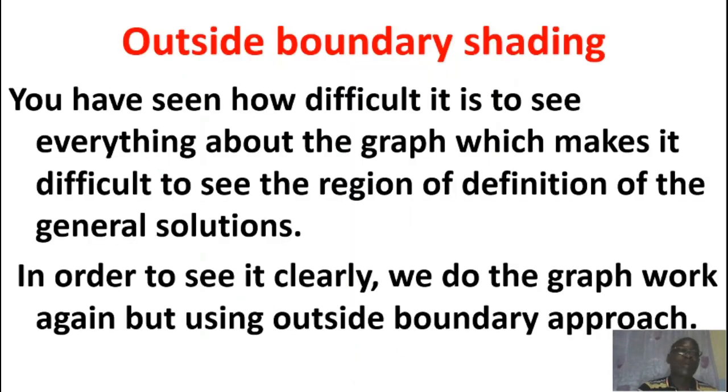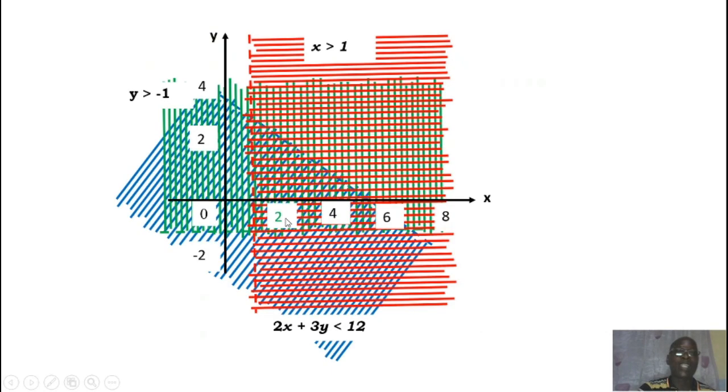We say outside boundary shading. You have seen how difficult it is to see everything about the graph, which makes it difficult to see the region of definition of the general solution. It requires a little stress of the eyes in order to see the region where all the three graphs intersect one another. However, it is easier to see here because we use different colors to shade each of the graphs.